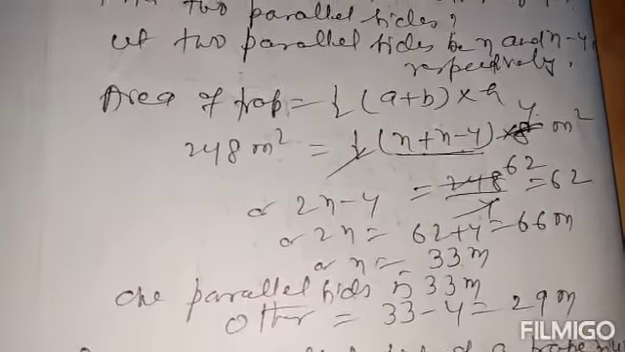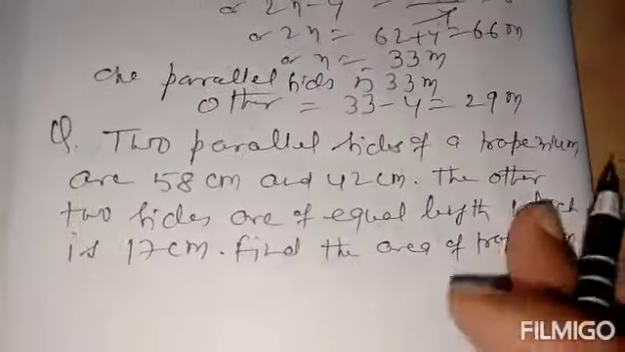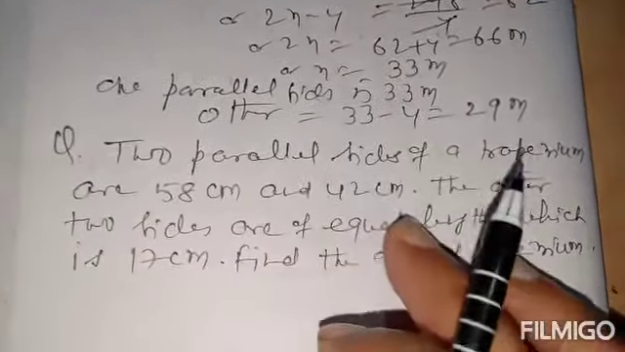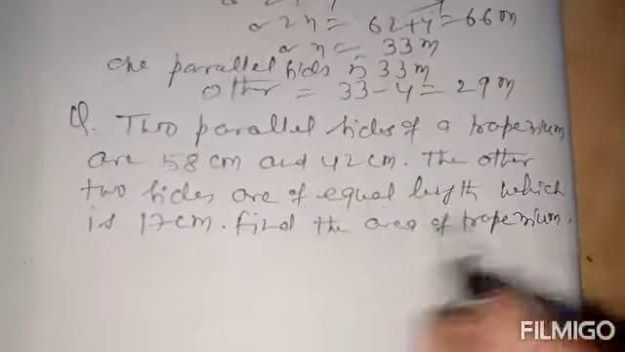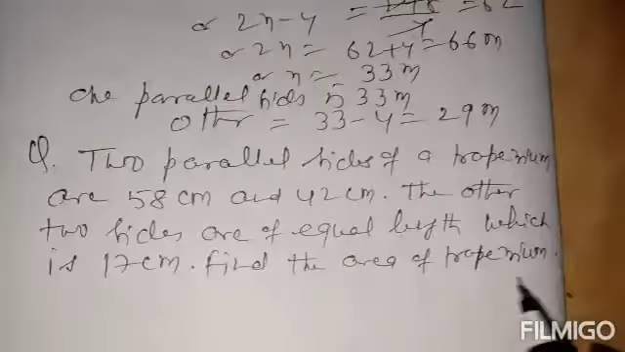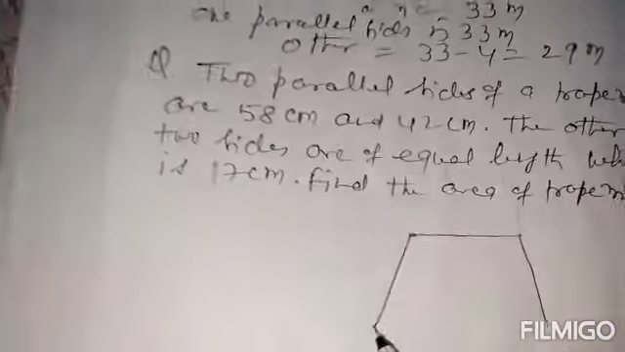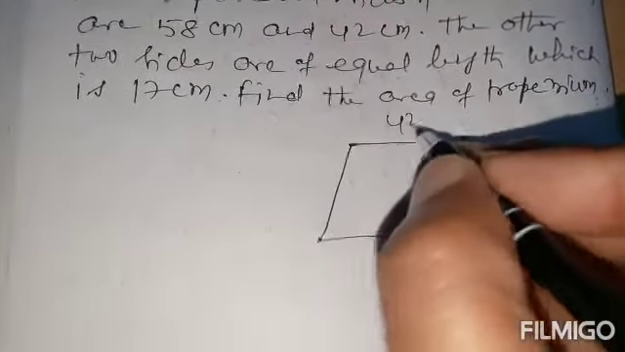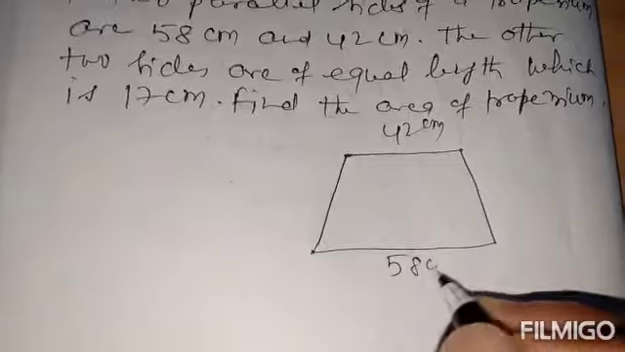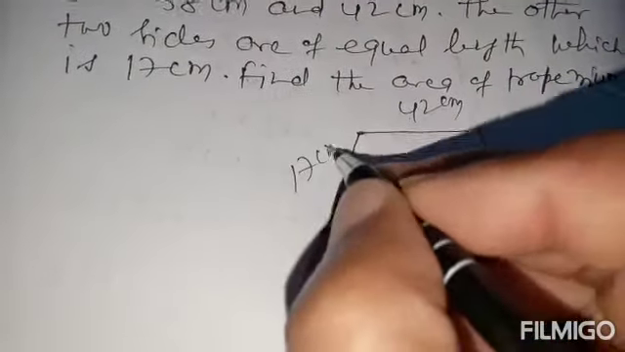29 meter. Next question is, two parallel sides of a trapezium are 58 centimeter and 42 centimeter. The other two sides are of equal length, which is 17 centimeter. Find the area of the trapezium. Here all four sides are given, but the height is not given. So 42 centimeter, 58 centimeter, and the non-parallel sides are equal.